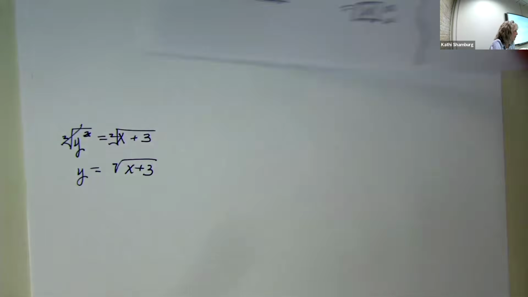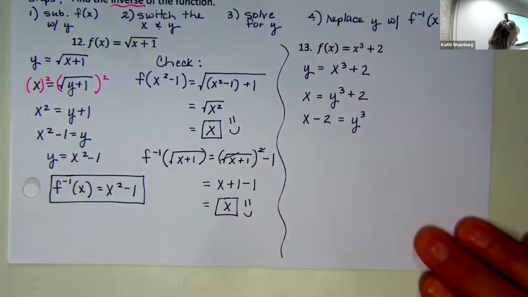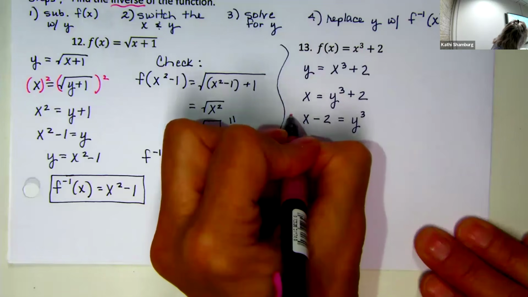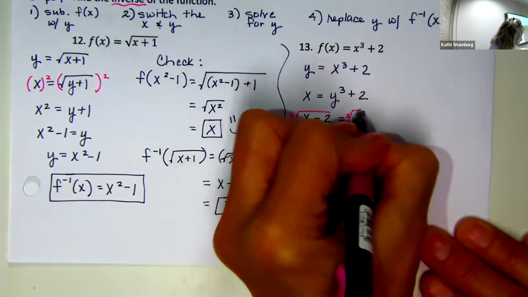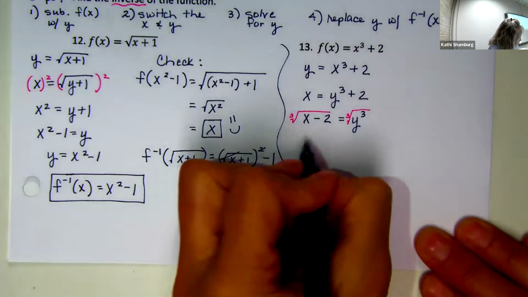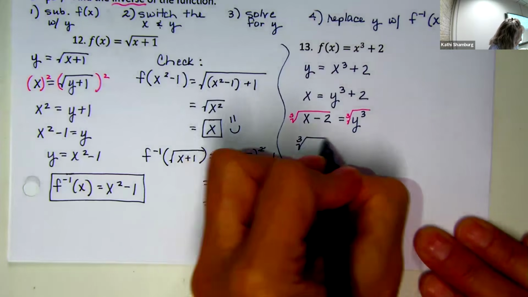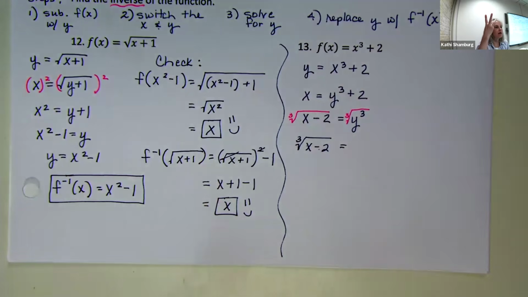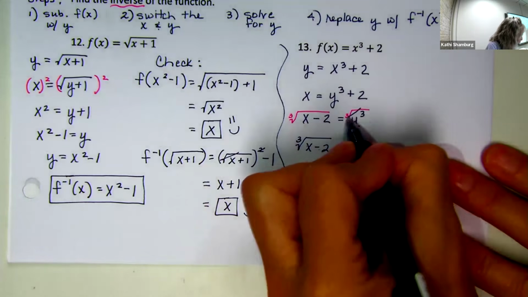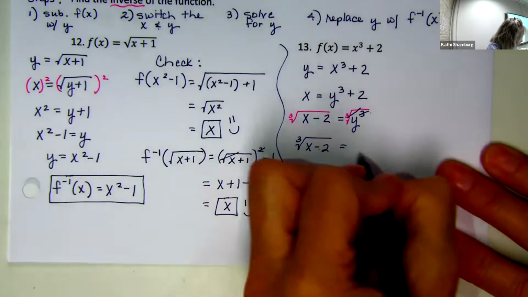We don't have a square root, we have a cube root. So what do you think we're going to do to both sides? We're going to take the cube root of both sides. Now I do have to write the cube root. So we get the cube root of x minus 2 equals, and what times what times what is y cubed? Y, because this cube root cancels out that 3 and you're left with y.